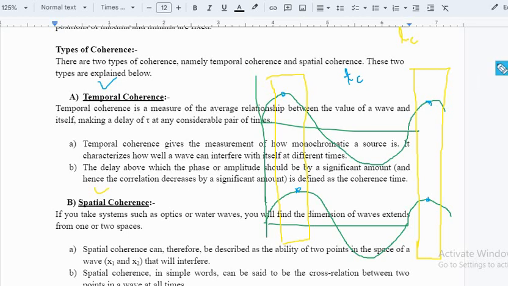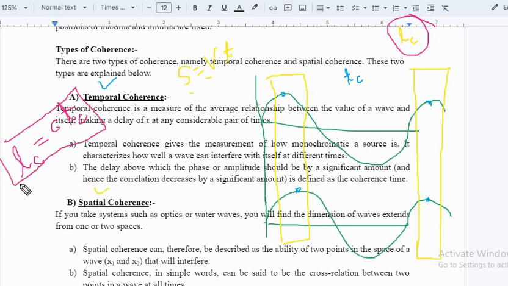It's a simple relation. S is equal to Vt. We are all familiar with this relation. S is the distance covered, V is the velocity, and t is the time taken. Now in this case, S is given as LC. So the relation is LC is equal to velocity times time. We are talking about light, so light moves with a velocity of c, and the time taken, in this case, is TC. So LC is sometimes called the coherence length, TC is known as the coherence time, and c is the velocity.